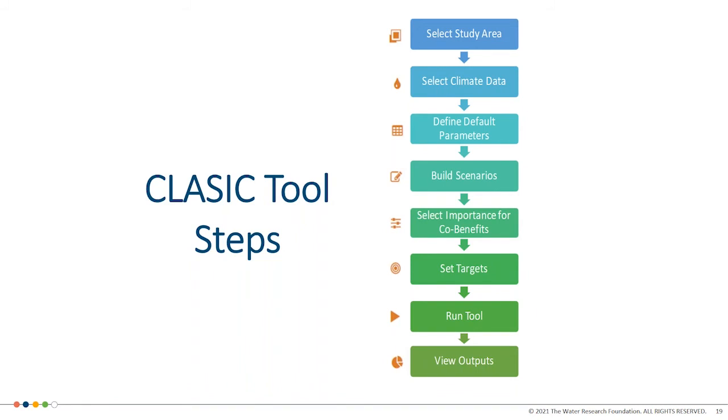So these are the steps a user would go through when using the CLASIC tool. They'd select a study area, and then we have these uploaded national data sets. Select climate data stations. They have a potential to modify default parameters and build scenarios. Then they would select importance for co-benefits that they would like to be assessed, set any targets related to hydrologic performance, pollutant load reduction, or cost, and then run the tool and be able to view outputs.